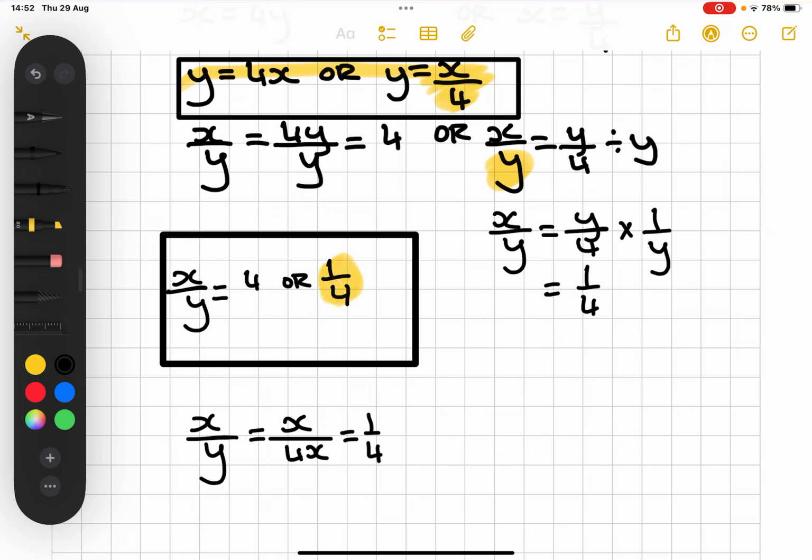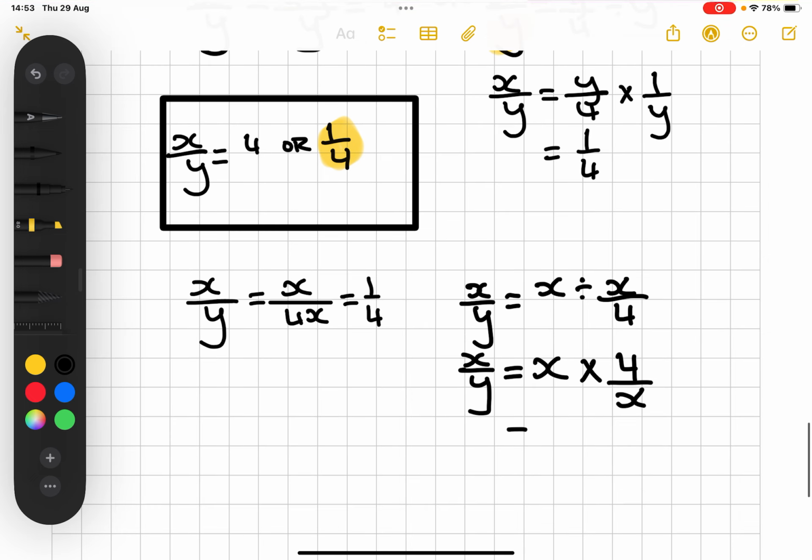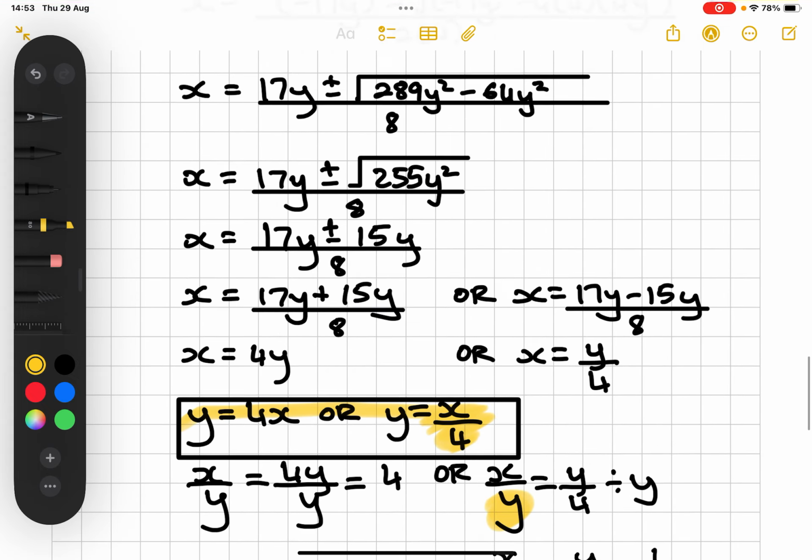And then your second answer would be x over y is going to be equal to your next y value there would be x, divided by x over 4. So again, you're going to flip and multiply, and you are then left with x times by 4 over x. Your x's are going to cancel, and you're left with a value of 4, which is what we have here. So 2 ways to solve it.